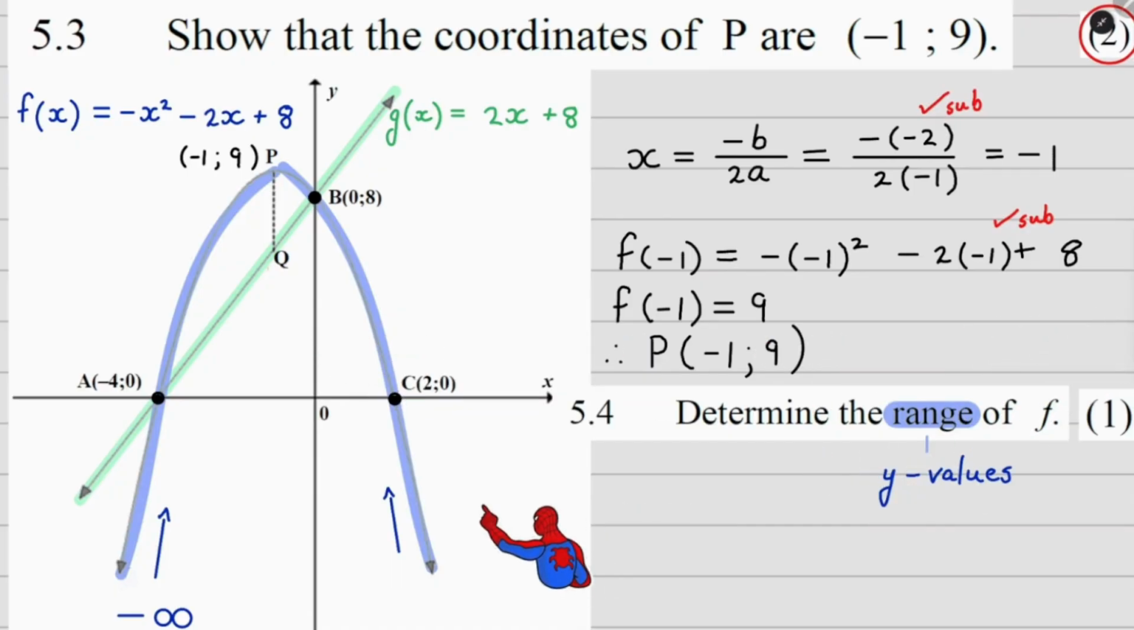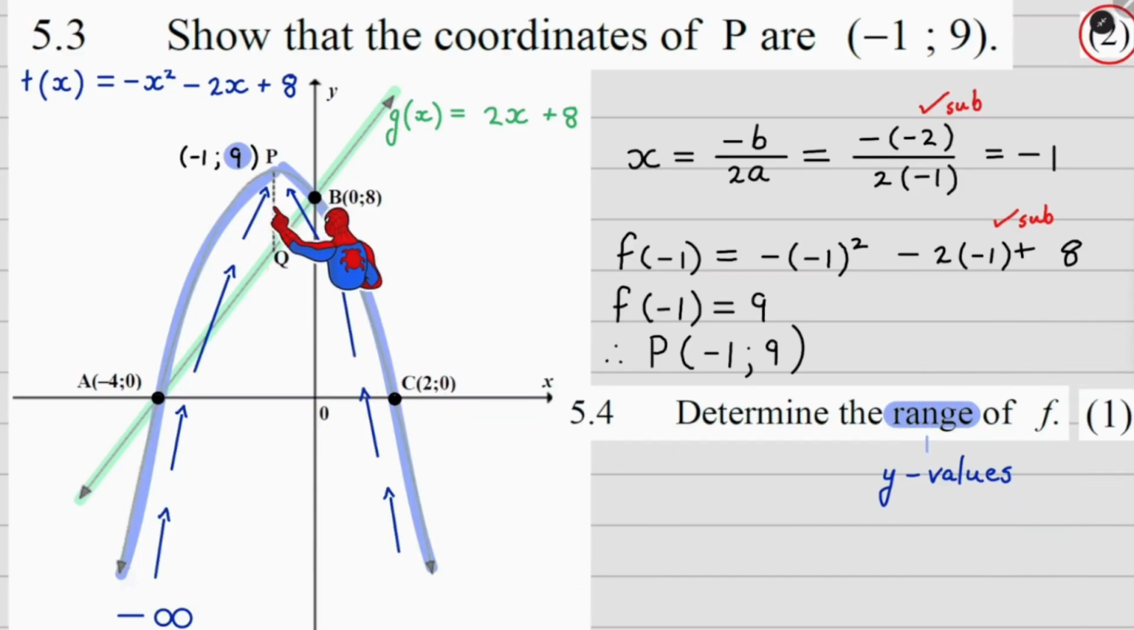So if I just keep going up, and keep going up, we can see that the turning point is the last point that this parabola ever reaches. So the last ever y value it's ever going to reach is 9. So we kind of say it starts here and it ends there.